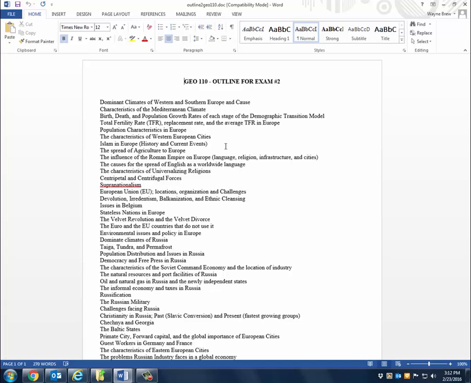The total fertility rate, that is the number of children the average woman will have in her lifetime, and these vary from country to country depending on what's going on there. The replacement rate is 2.1, as we talked about in class, and if we look in Europe, the average total fertility rate is much below 2, which means that they're not replacing themselves. And that's why so many European countries are in stage 5 of the demographic transition model, where they're starting to go into population decline.